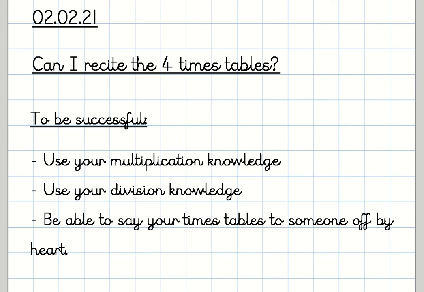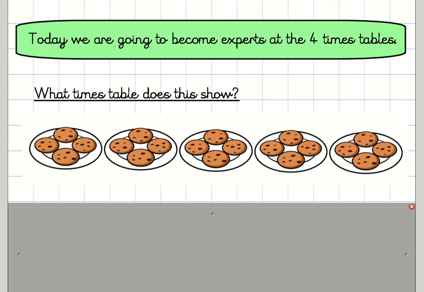Our question today is, can I recite the 4 times tables? And to be successful in doing this, you need to use your multiplication knowledge, use your division knowledge, and be able to say your times tables to someone off by heart. The first thing we're going to do is become experts. What times tables does this picture show?